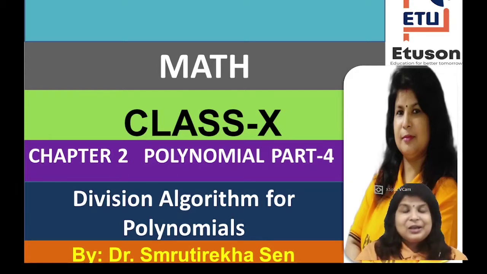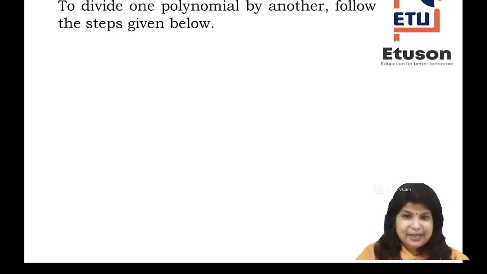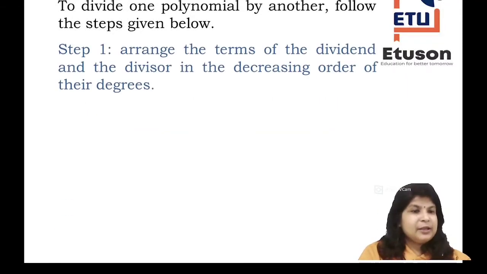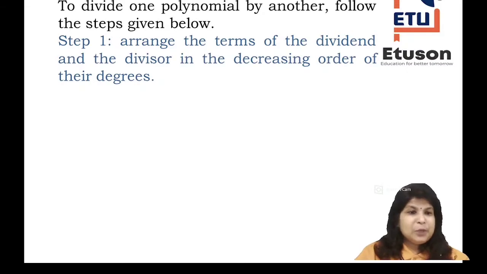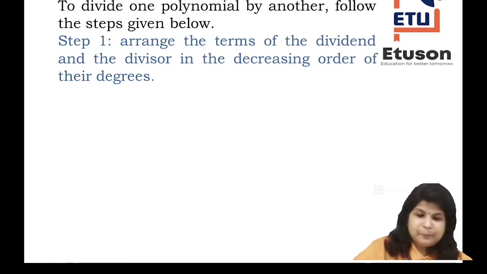As you can see, today we are going to discuss the division algorithm for polynomial. Are you all ready for that? So let us start. To divide one polynomial by another, follow the steps given below. What is the first step then? Arrange the terms of the dividend and the divisor in the decreasing order of their degrees. Hope you know what is degree. Degree is the highest power of the variable in the polynomial.